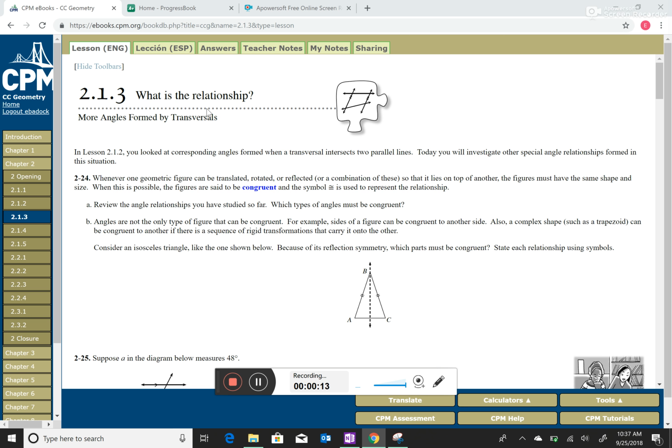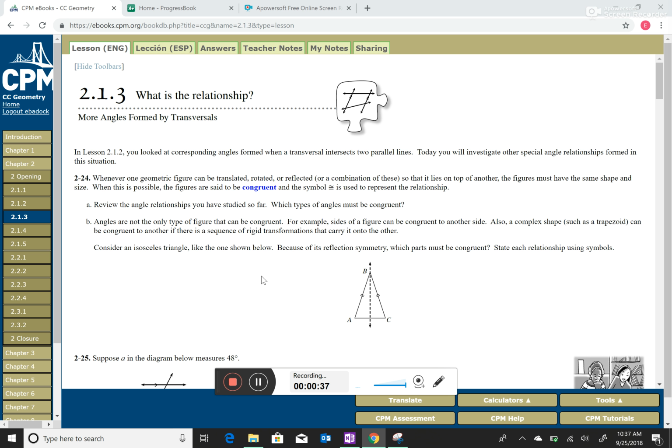So the lesson objective for today is that you will continue to apply your knowledge of corresponding angles and will develop theorems about alternate interior and same side interior angles. Students will also learn that when a light beam reflects off of a mirror, the angle of the light hitting the mirror equals the angle of the light leaving the mirror. So you guys will experiment with that later in this lesson.